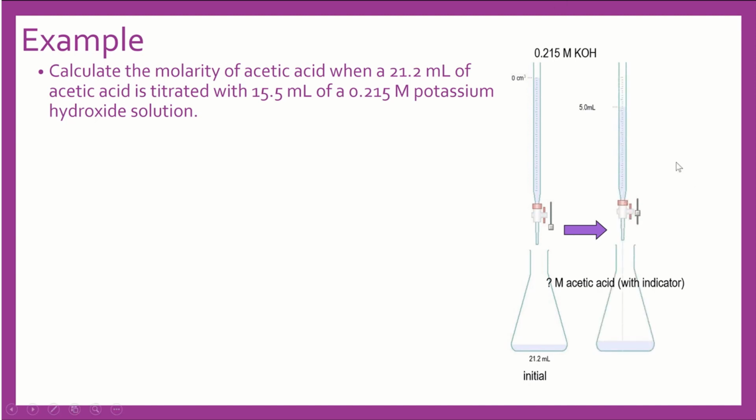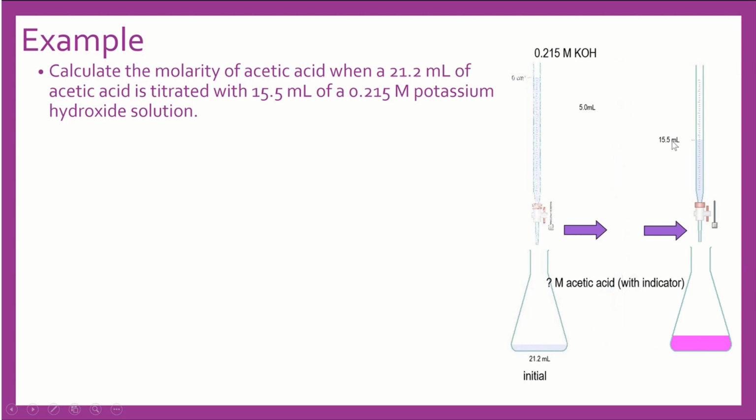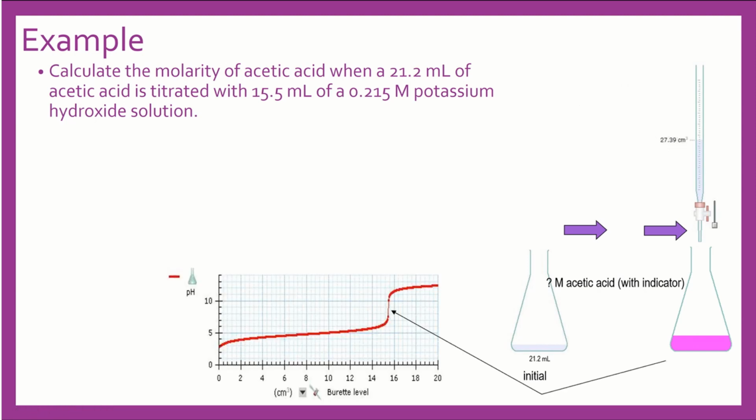So I'm going to titrate my acid with my base until I reach the endpoint. How do I know I reached the endpoint? Because the color changed. Look at that. I've got my color change. I've reached the endpoint. It took me 15.5 milliliters to get there. Excellent. And on a graph, here's what that looks like. The endpoint should be the equivalence point.